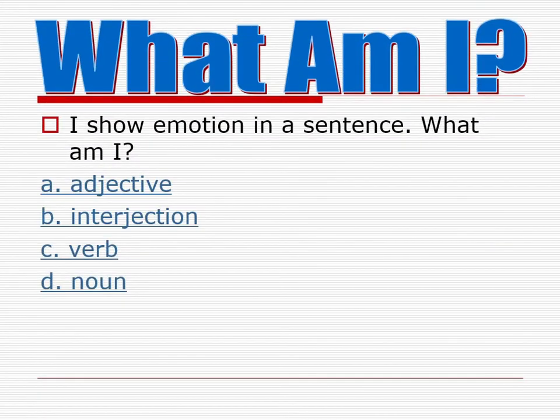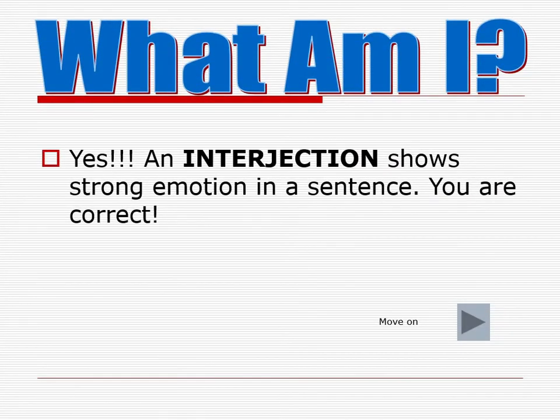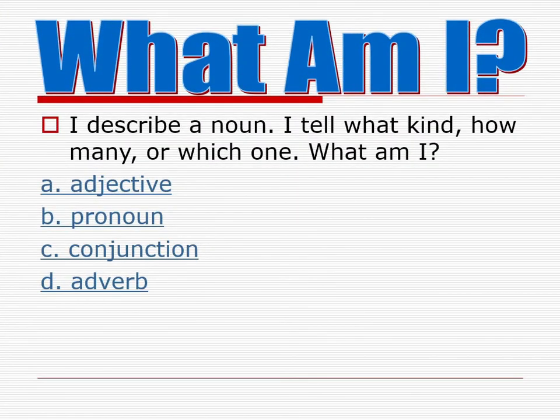So the next, what am I? I show emotion in the sentence. As we have discussed, what shows an emotion? An interjection shows a strong emotion in a sentence. You are correct. So the next, what am I? I describe a noun. I tell what kind, how many, or which one.